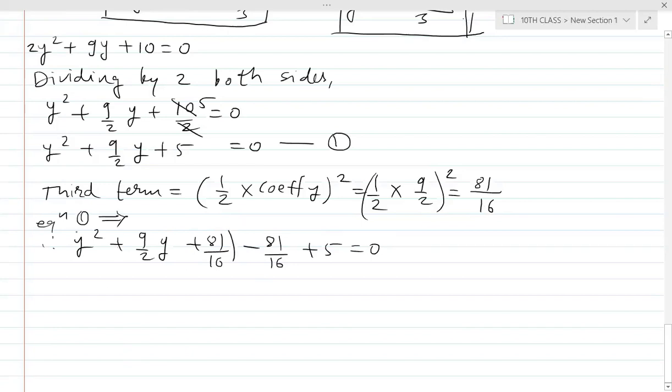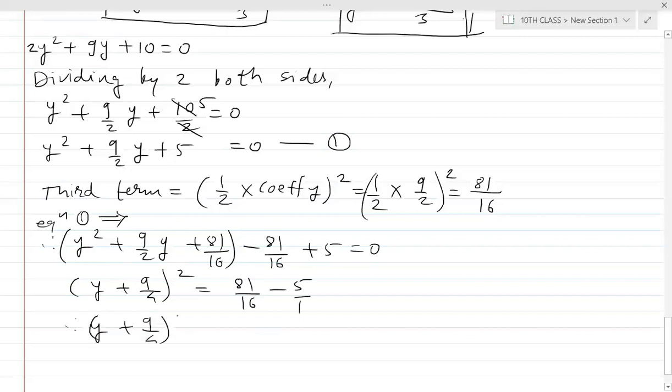Thus you can see the first three terms are the complete square of y plus 9 by 4. Y square is the square of y and 81 upon 16 is the square of 9 by 4. The middle sign is plus. Now let's solve this. Minus 81 upon 16 on the left side becomes plus 81 upon 16 on the right side, and plus 5 becomes minus 5. Let's solve this. Y plus 9 by 4 whole square equals, by cross multiplication, 81 minus 80 upon 16.